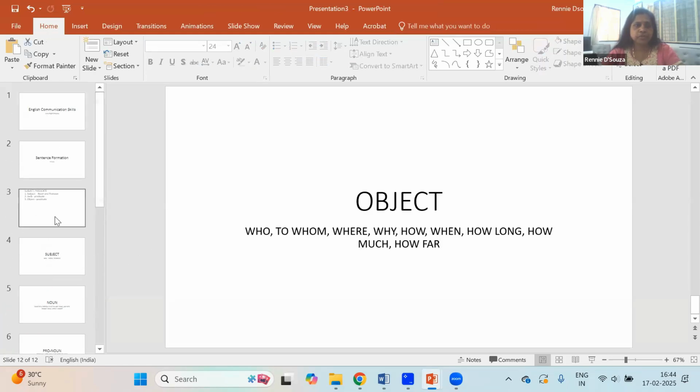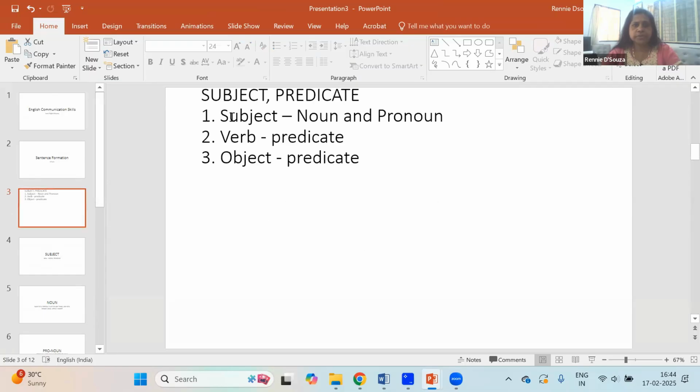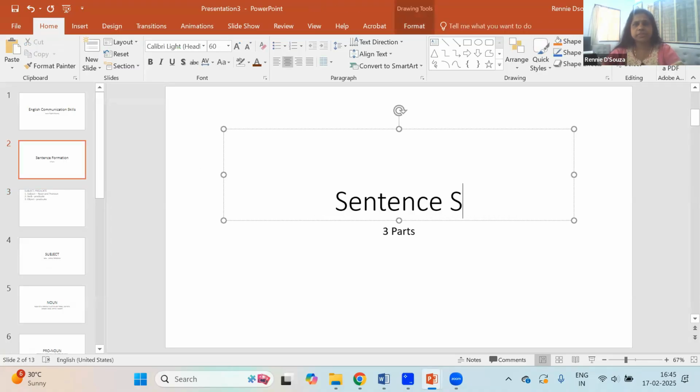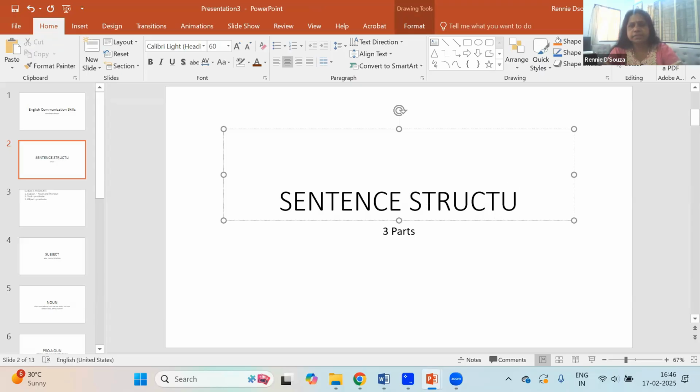Now we have seen subject, verb and object, right? Dear friends, this is actually the sentence structure. Sentence structure, how the sentence should be. This is called sentence structure.